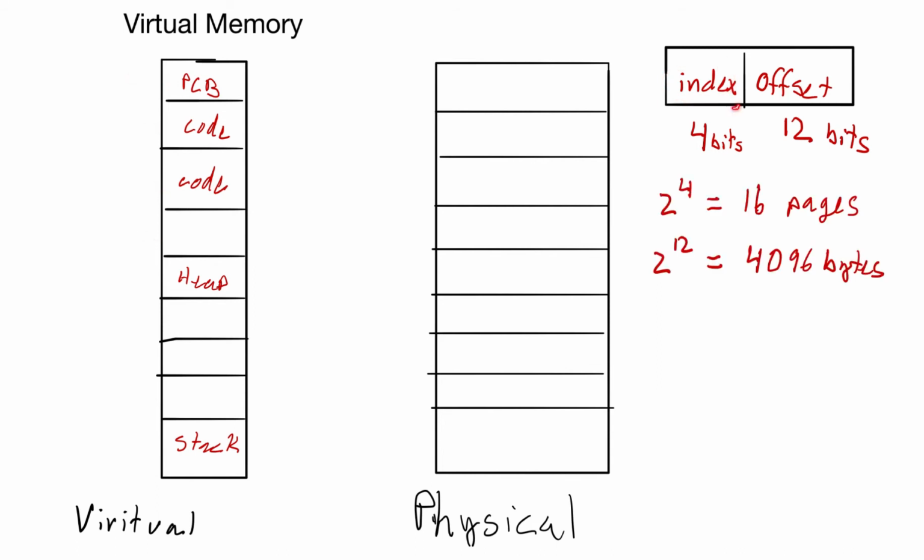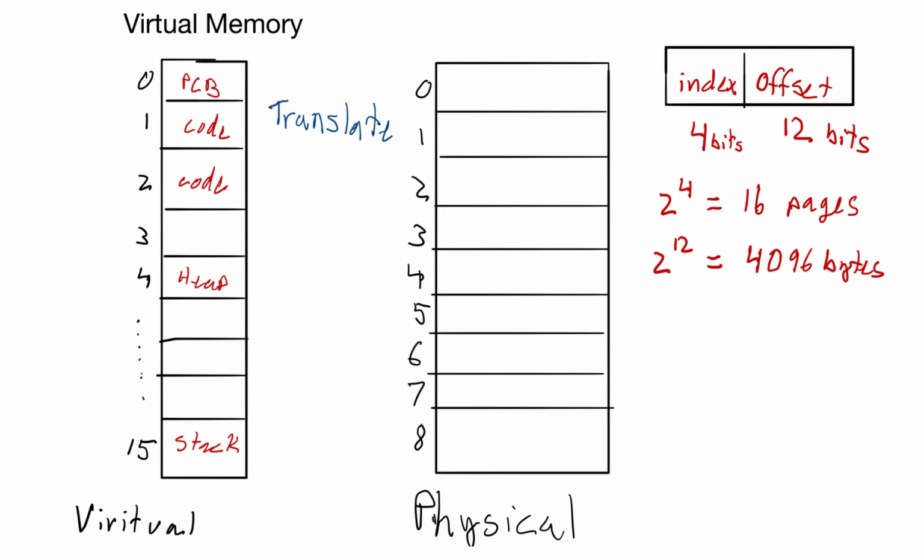So since there's 4 bits for the index, that means we can have a total of 16 pages. So each process that's running on our computer can have a total of 16 pages. Now that doesn't mean it's going to use it all. It's only going to use the pages that it actually uses. So if it doesn't use a page, we won't create a page for it. Now each page, since there's 12 bits to index into it, that means that we're going to have 4 kilobytes worth of data for that page.